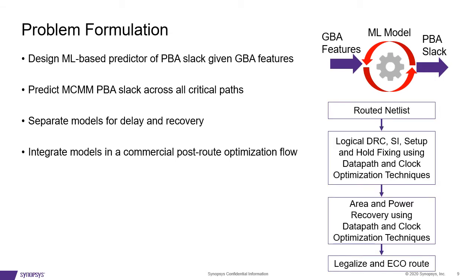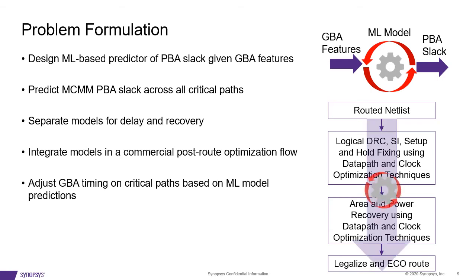We integrate the models in a commercial post-route optimization flow. An example of a commercial optimization flow is shown in the flowchart on the right, where a routed netlist is taken and then we perform several electrical fixes such as logical DRC and SI, and then we perform setup and hold fixing using clock and data path optimization techniques. Once delay is stabilized, next area and power recovery is performed again on clock and data paths, and finally the netlist is legalized and ECO routed.